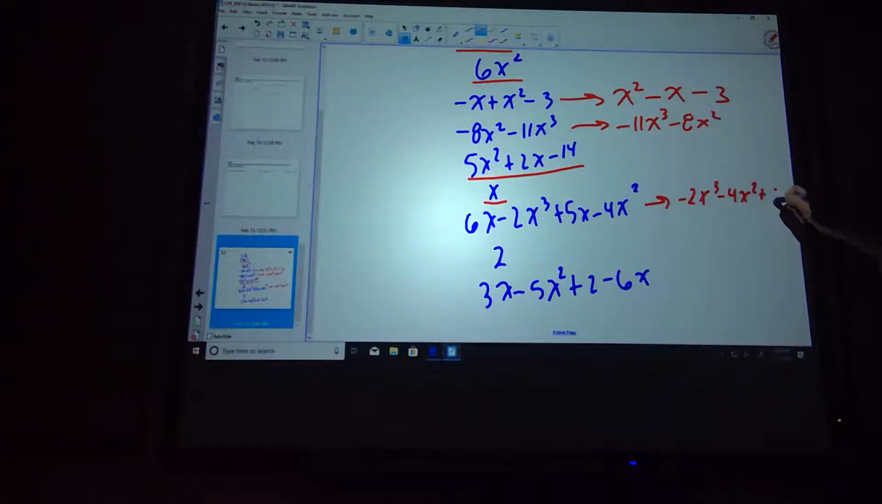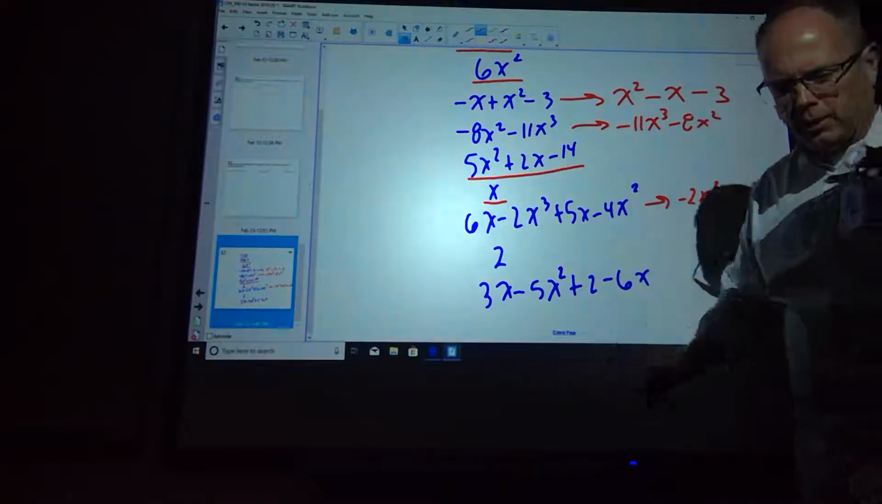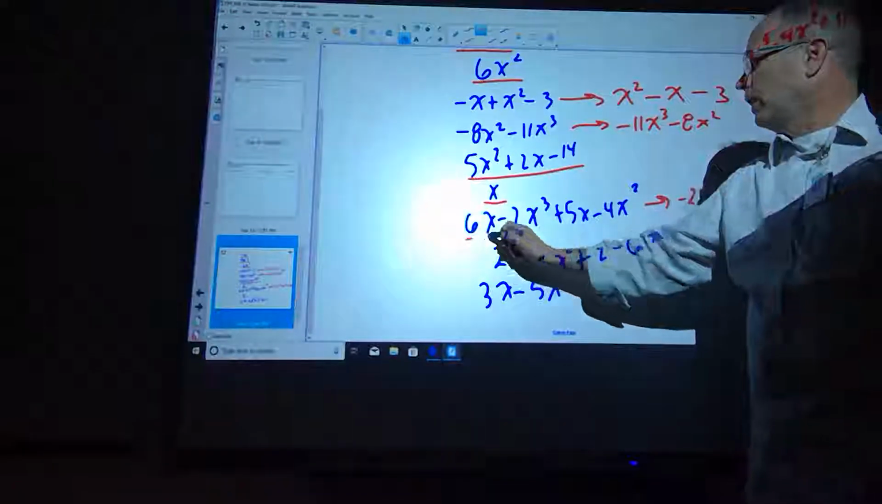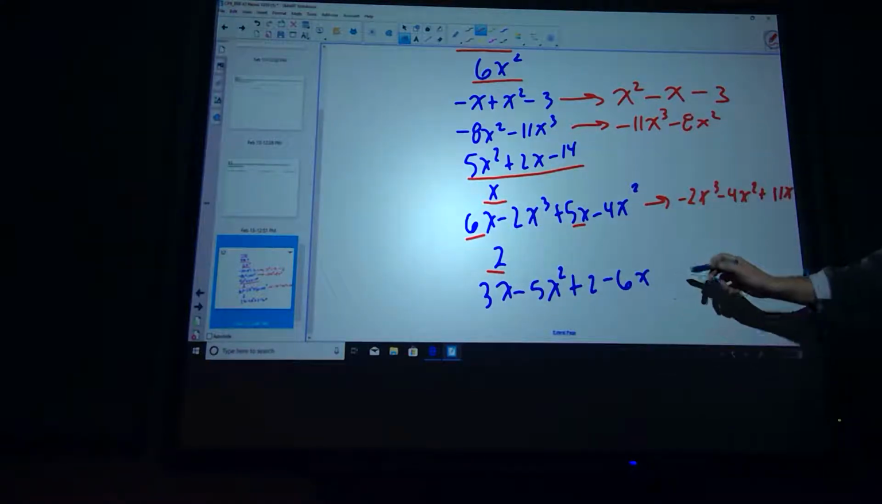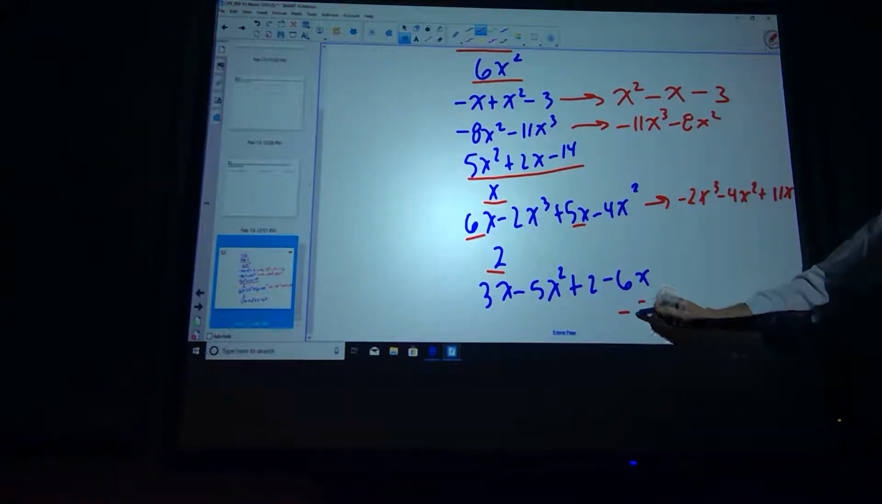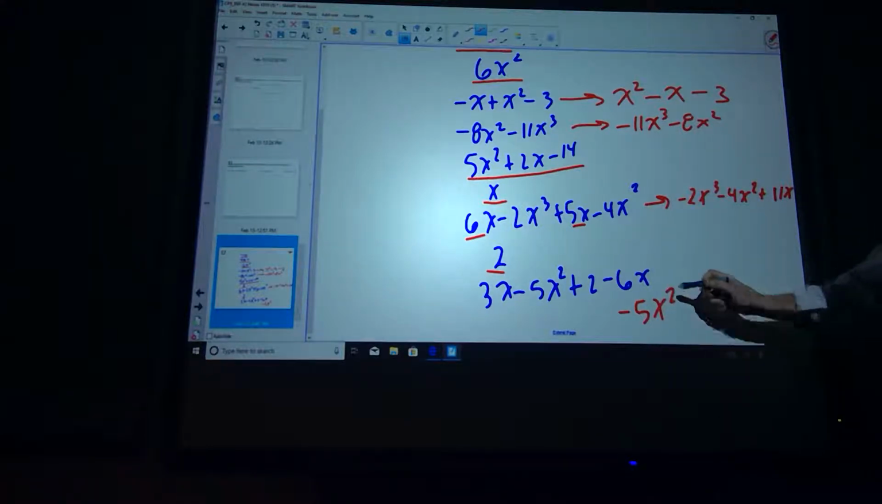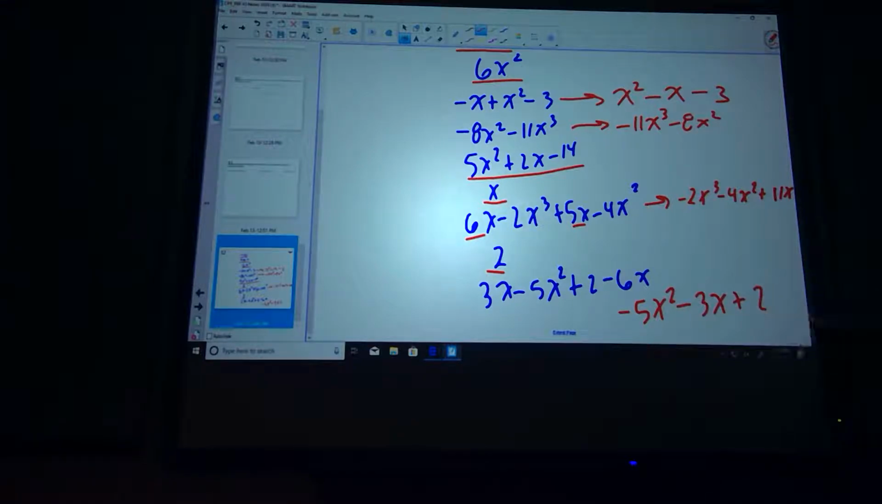Plus 11x, because I can combine like terms. I think that one to combine. Yeah, those are like terms right there and there. So I add those together. This is in standard form, and then this one needs to be put in standard form. So again, highest exponent, combine any like terms, so negative 3x plus 2. Okay, so now they're all in standard form.